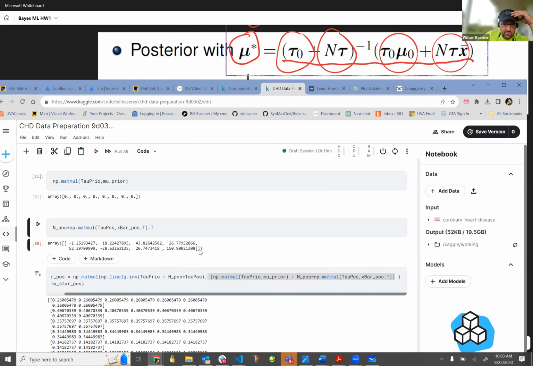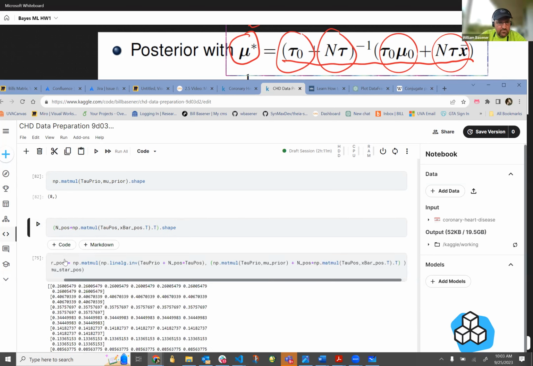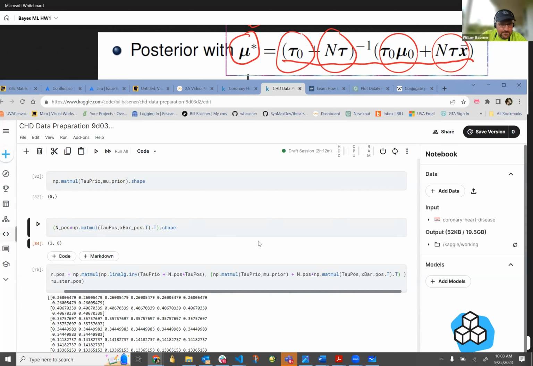Do I care? This has got double brackets. This has got single brackets. That might not matter. Let's just see what Python thinks the shape of each of these is. So shape of that is 8, 0. Shape of this is that is 1, 8.